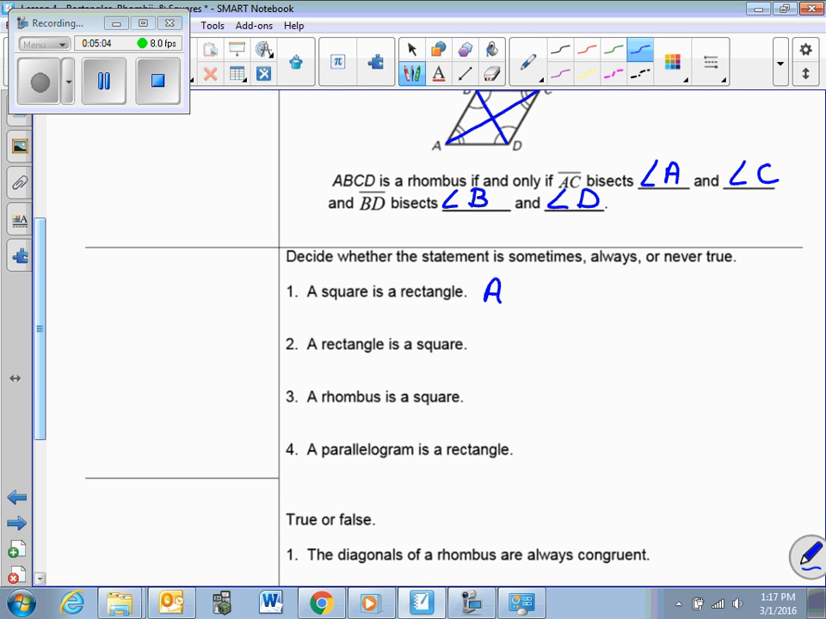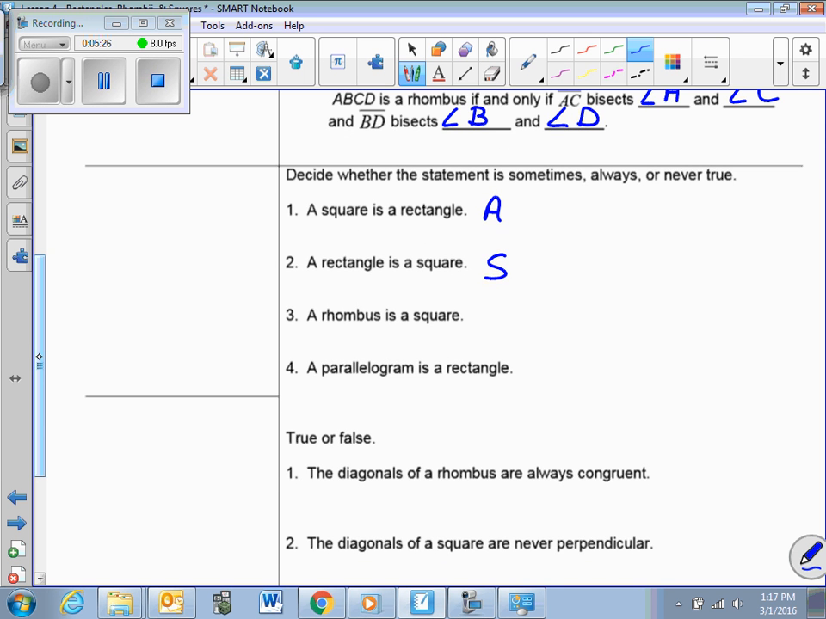Is a rectangle always a square? And guys, remember for these questions, if there's one counterexample, then we have to say that well, no, we have sometimes as a choice here. If these were true or false, remember it only takes one counterexample and we have to say false. But we got sometimes for a choice here. So is a rectangle a square? Sometimes. Sometimes it is. When all the sides are congruent, it is.